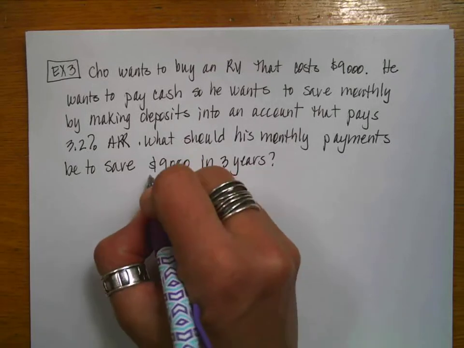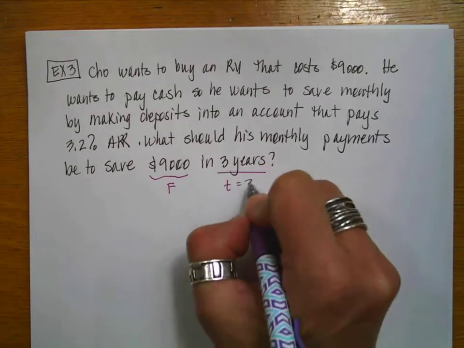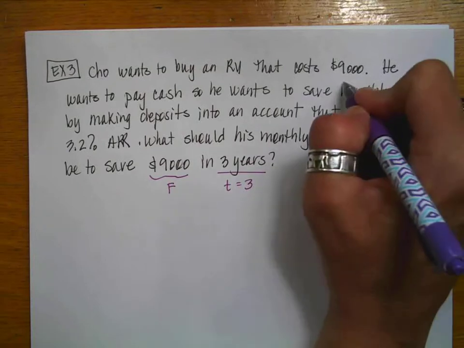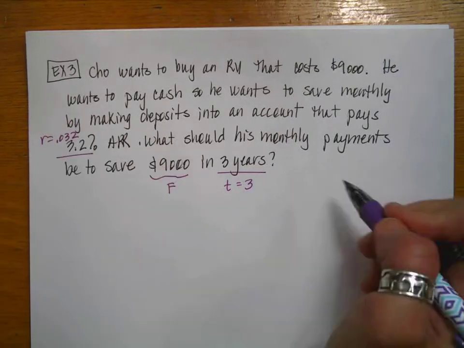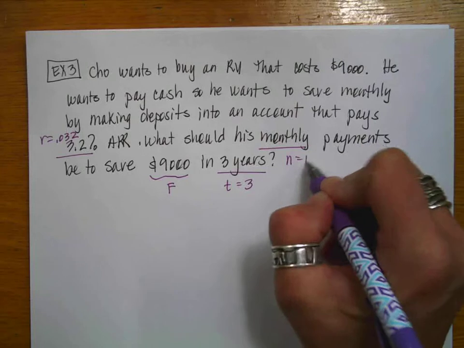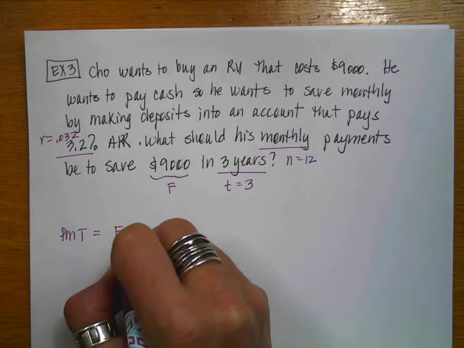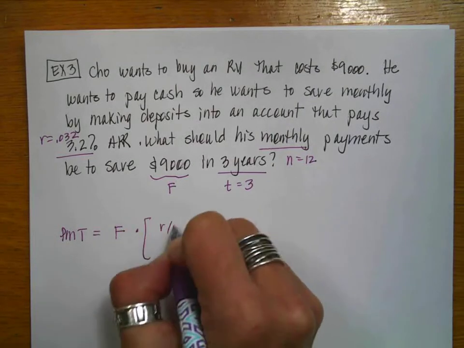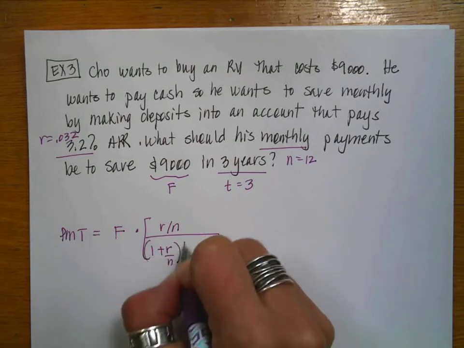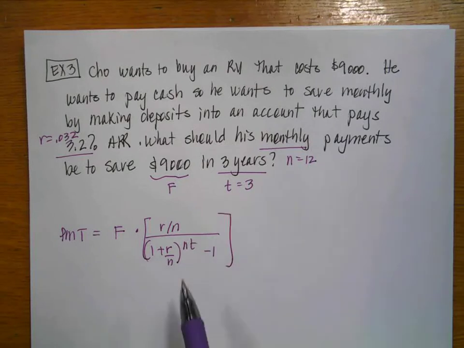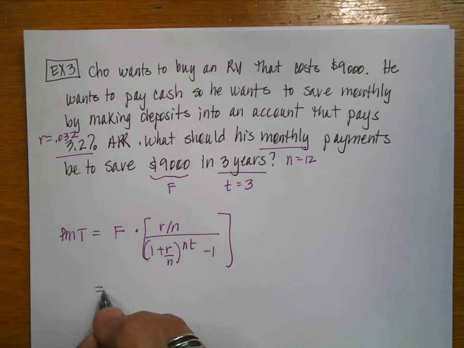So let's go ahead and write down everything that we know. So this is going to be the future value. This is going to be our time. We got that. Our R is going to be 0.032, and we know that he wants to make monthly deposits, so N is equal to 12. So in this one, our formula, the payment is the future value times R divided by N over 1 plus R divided by N raised to the NT minus 1. So if you'll notice, we really just solved for payment, so we multiplied by the reciprocal.